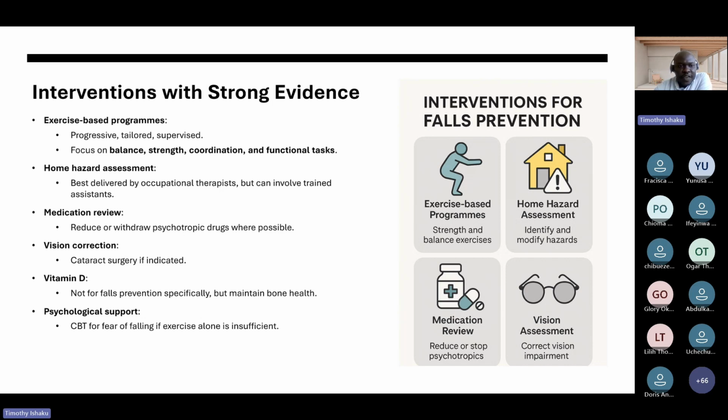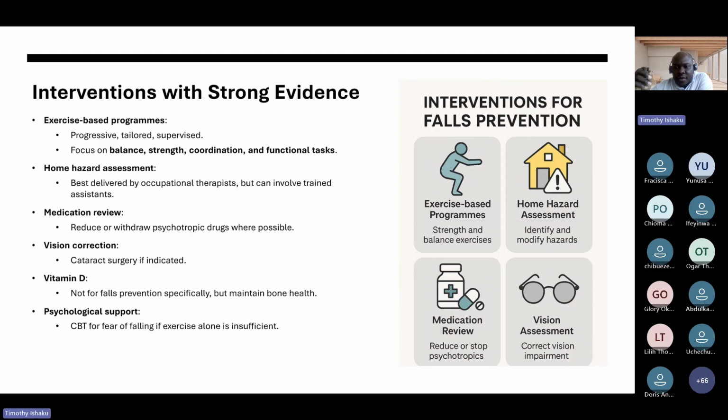The other multi-component is the home hazards assessments. We talked about it. In the Nigerian situation, I guess we physios can also double as the occupational therapist, because we have very limited availability of OTs. And then the medication review, drugs can affect a person's balance. And that's why sometimes you can feel dizzy, you can fall, you lose your sense of orientation when you have certain drugs. Vision, where you see the ophthalmologists, opticians to remove cataract, vitamin D, and other psychological factors.